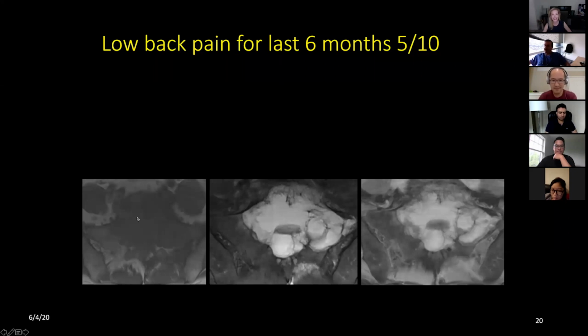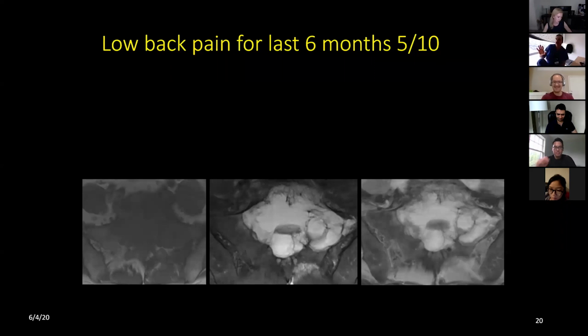So let me tell you. This is your pre-contrast T1. This is your STIR, and this is your post-contrast. Lots of badness in the sacrum. A lot of what? Badness. Oh man. True. It is a lot of badness.